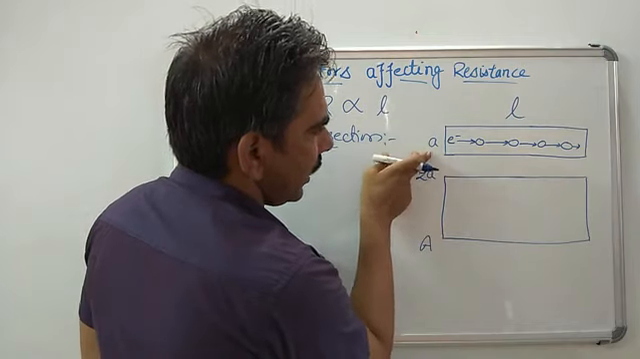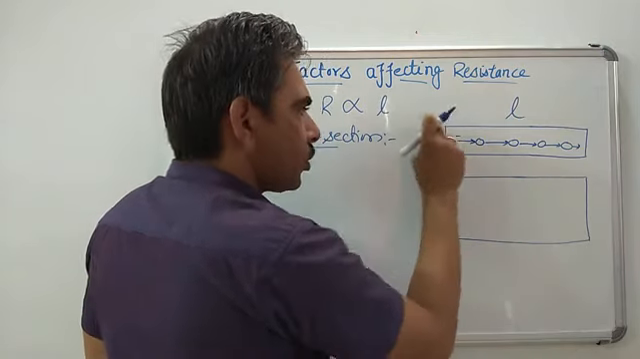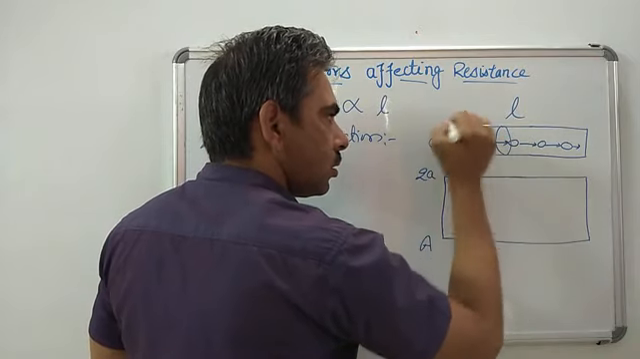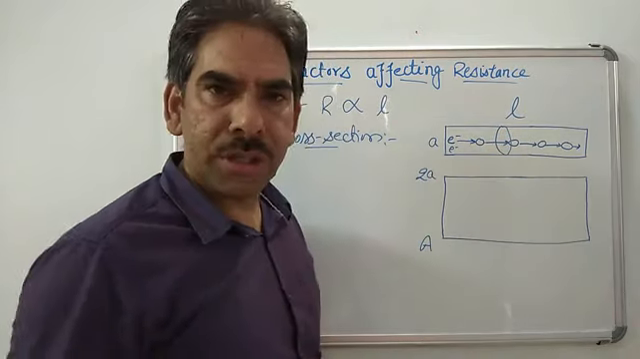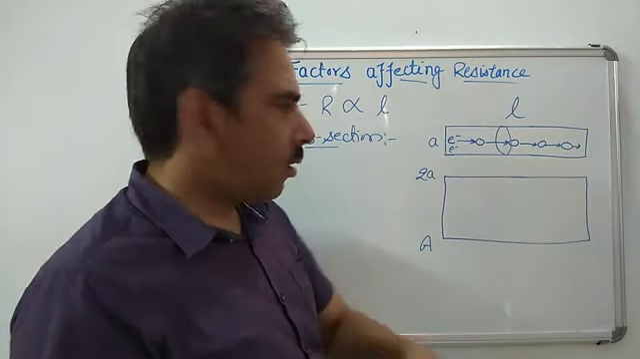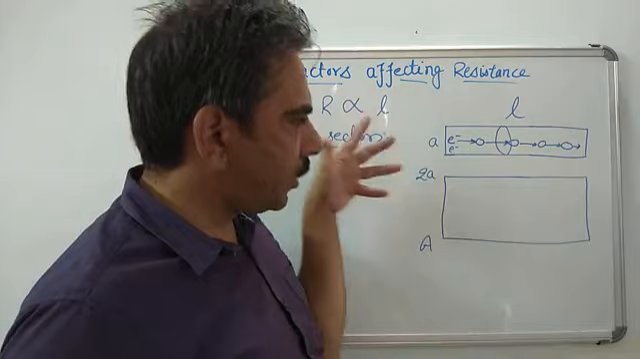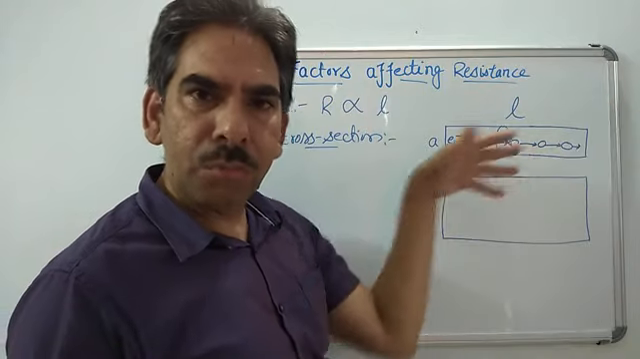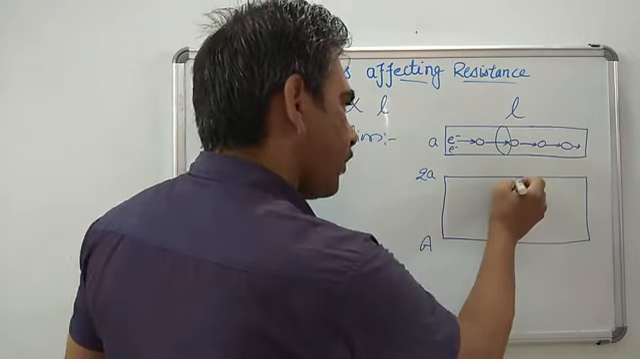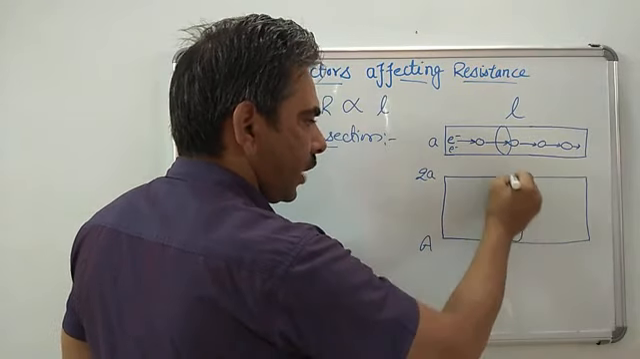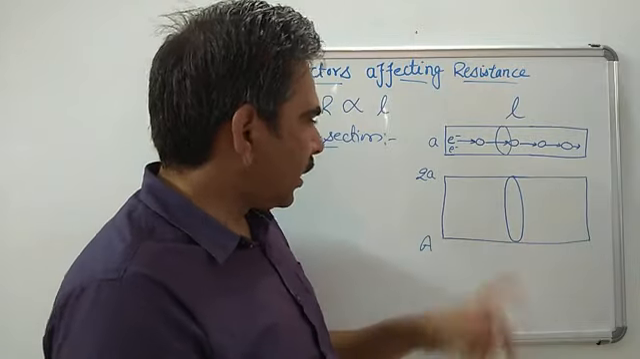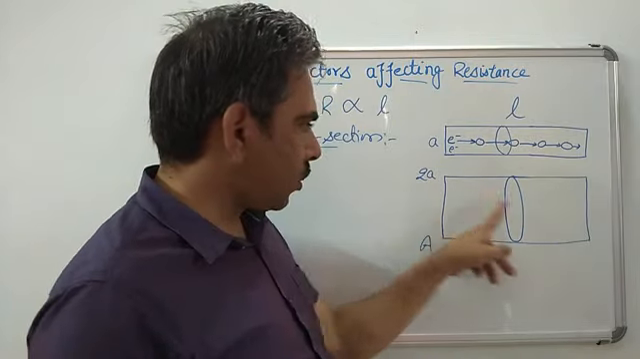So in the first case, it has the smaller area, so the electron has some narrow path to cross the given area of cross section. So at a point, the electrons have some area through which they can move across. And in the second case, the area of cross section is more, so electrons find wider paths to cross. That means more electrons can cross the given point.